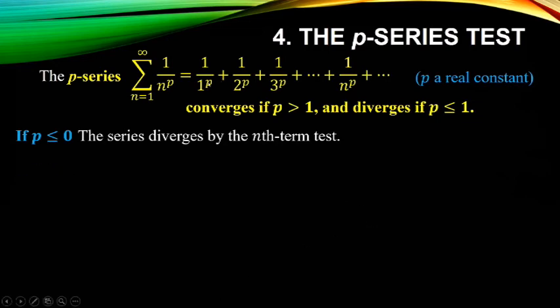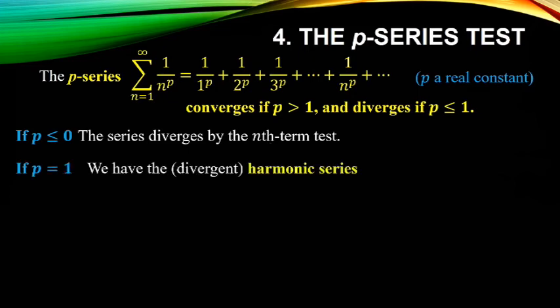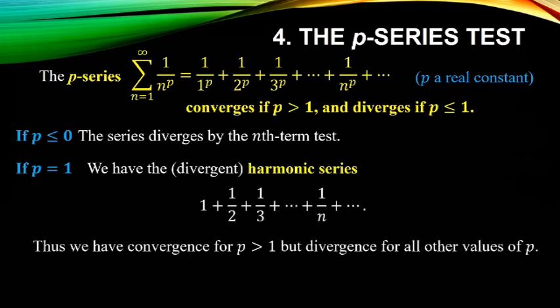Because if the power of the denominator is negative, it will become a numerator. And as we add a whole number to the series, it diverges by the nth-term test. If p is equal to 1, then we have the divergent harmonic series. Thus, we only have convergence for p greater than 1, but divergence for all other values of p.